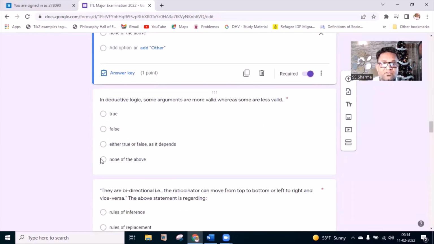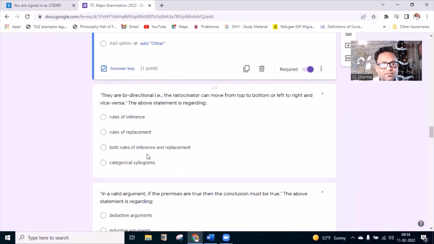Next: in deductive logic, some arguments are more valid, whereas some are less valid. This is an absolutely false statement, precisely because in deductive logic you have arguments which are valid or invalid. There is no less or more or something like that. In inductive arguments, there are very strong arguments, weak arguments, very weak arguments, and so on. But in deductive logic, it is not happening. So the answer was false.